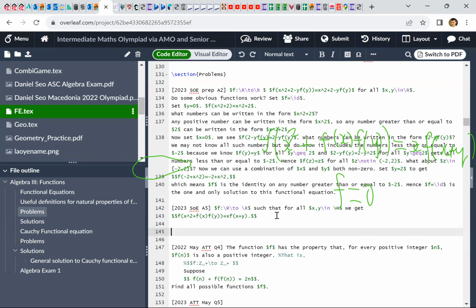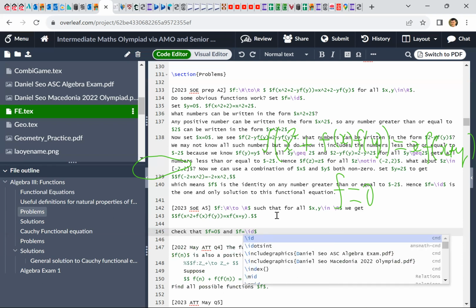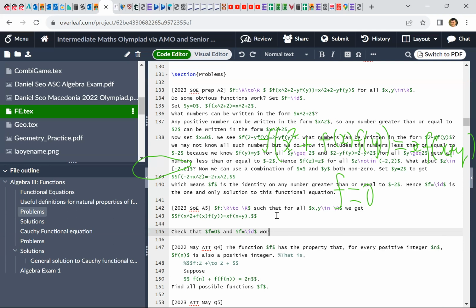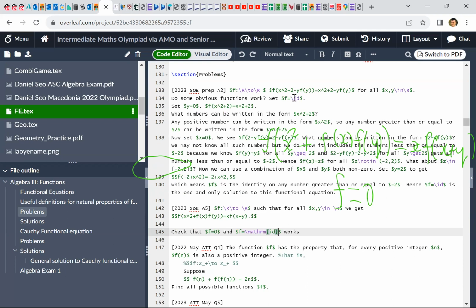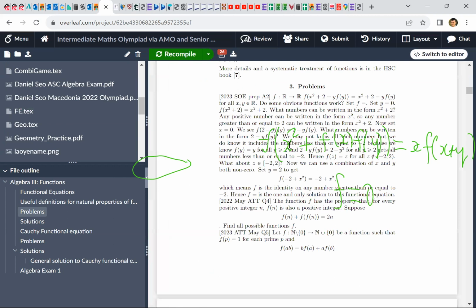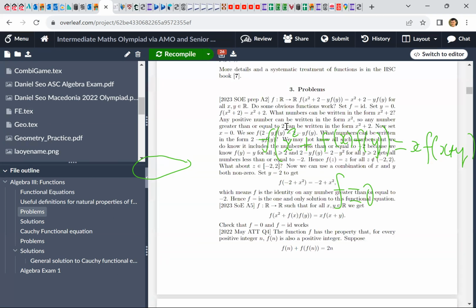Okay, so you see that we check that f equals 0 and f equals the identity works. Do you guys see why the identity works? Yes, because f of x plus y just becomes x plus y. So it's just x squared plus xy on the right hand side. On the left side, the f's all just disappear, so it's x squared plus x times y again.